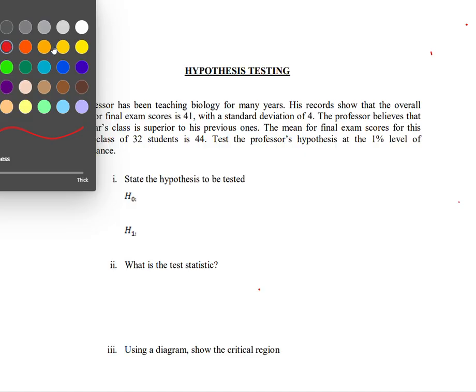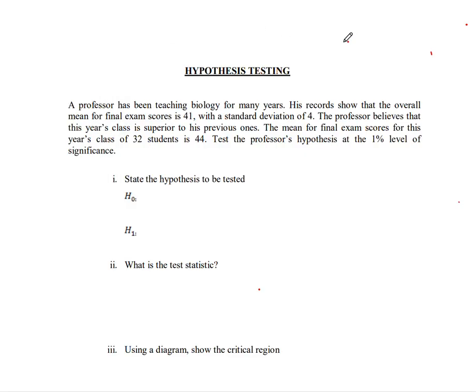Today I'm going to do an illustrative lesson on hypothesis testing for single means. Here I have this problem. A professor has been teaching biology for many years. His records show that the overall mean for final exam scores is 41 with a standard deviation of 4. The professor believes that this year's class is superior to his previous ones. The mean for final exam scores for this year's class of 32 students is 44. We're going to test the professor's hypothesis at the 1% level of significance.